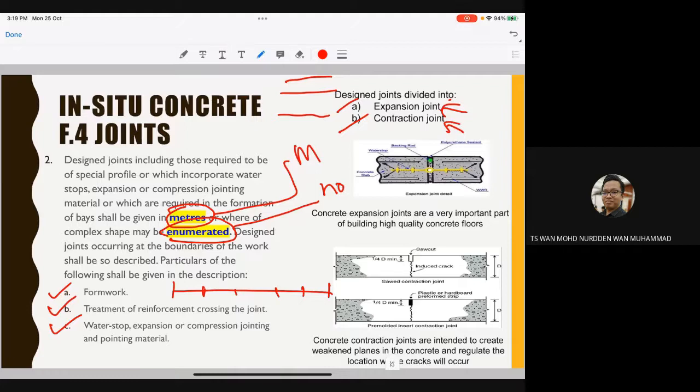Okay. Kalau expansion tu maksudnya dia buatkan dead jointing, okay, untuk tujuan ada contraction, ada expansion, okay, pengembangan dari segi konkrit tu. Jadi kat sini, concrete expansion joints are very important part of the building high quality concrete floors. Sebabnya katakanlah ada perubahan dari segi suhu and so on lah, for example, normally. So dia akan jadi kembang lah.